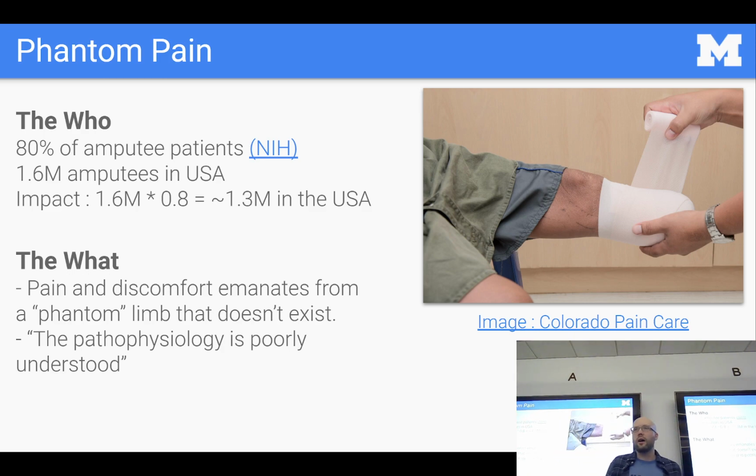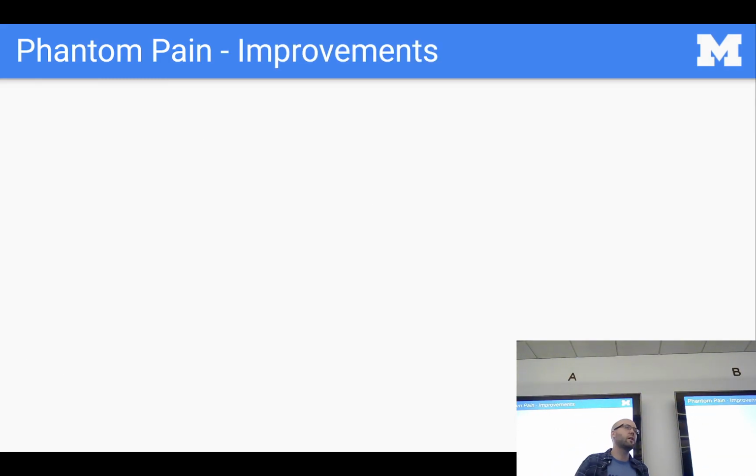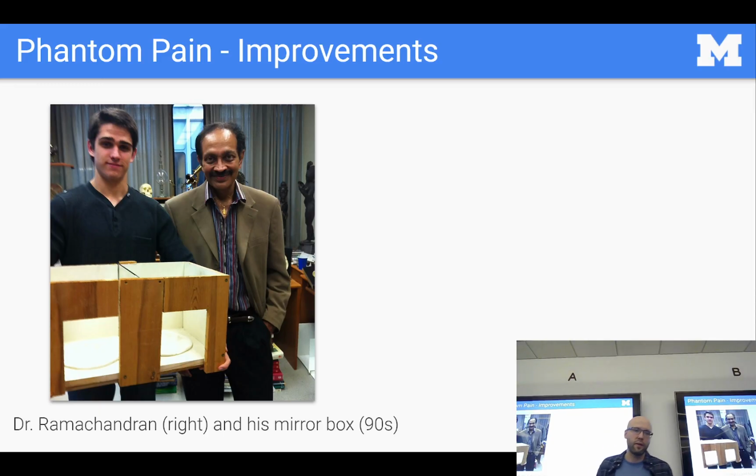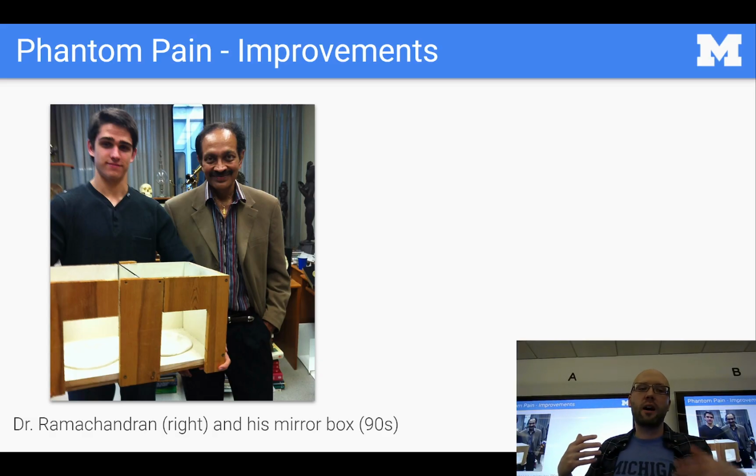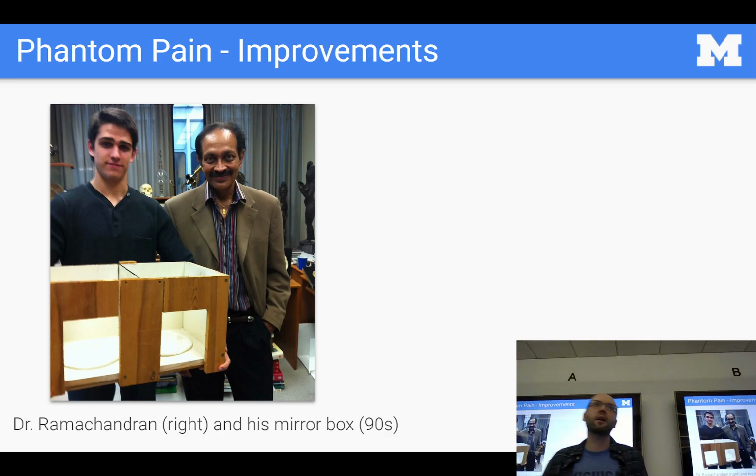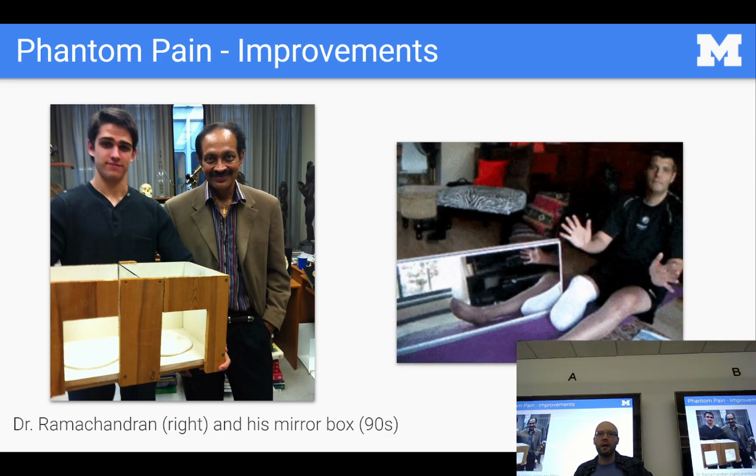The pathophysiology, how this works, why the brain does this, isn't super well understood yet, okay? But what is somewhat understood is that there are ways to mitigate phantom pain. The famous example of how to do this: Dr. Ramachandran had a mirror box in the 90s. The idea here is that you could use one limb that still exists and make an image using mirrors that suggests to your brain that the other one exists. You can kind of get your limb back, thus relieving and mitigating that pain, okay?